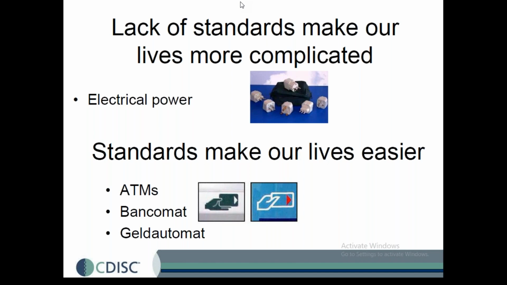Take the case of ATM cards, credit cards, debit cards. Wherever you go, across the globe, it will work. Many of you might have heard about international cards, correct? Those international cards will work everywhere. So standards make our lives easier. Whenever you prepare something in a standard way, it helps.